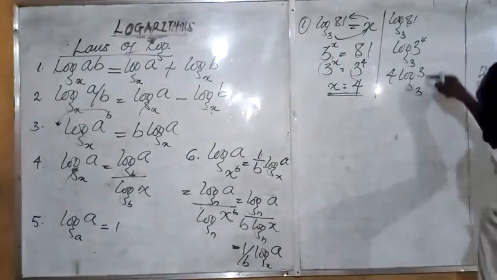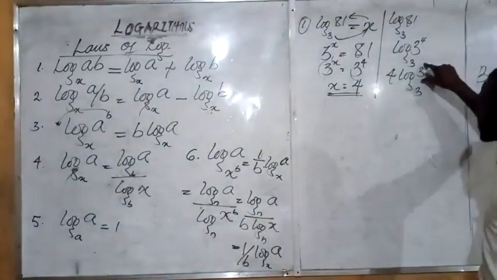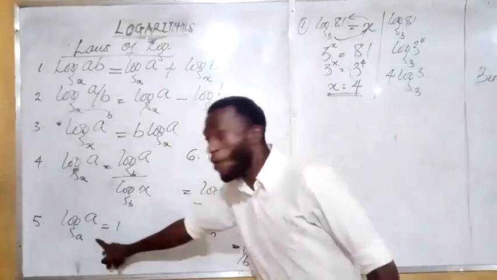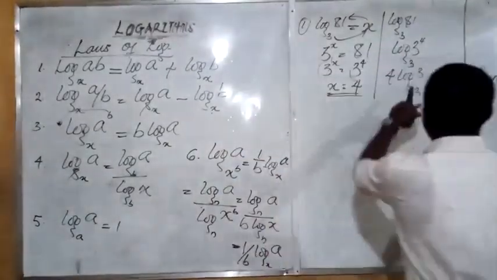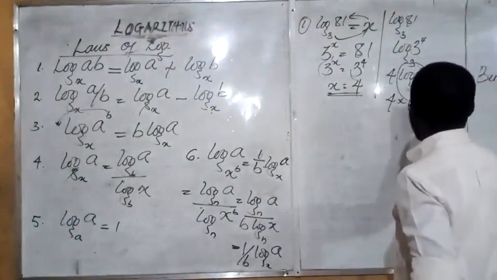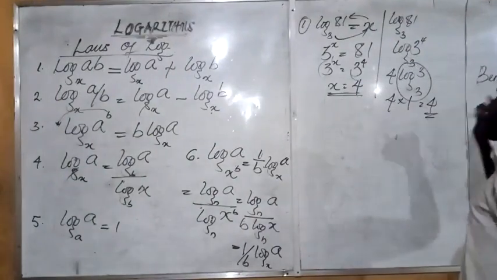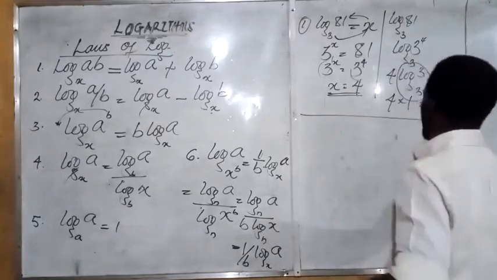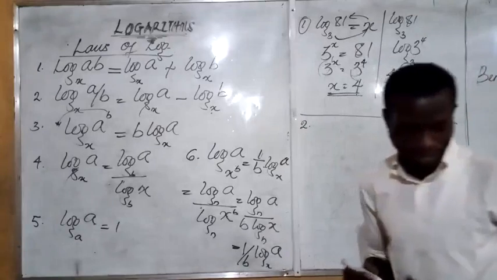Now, we now have a base that is similar to the result. So see, this log applies. So log a base a becomes 1. So this becomes 4 times 1, and that's what? Technically 4. Alright, let's go on to the number 2 question.